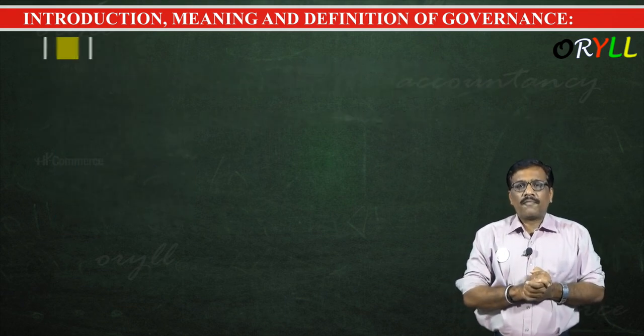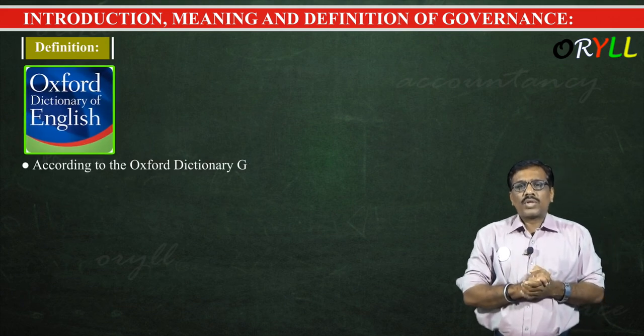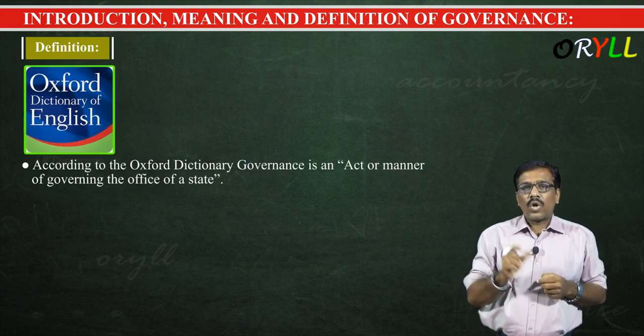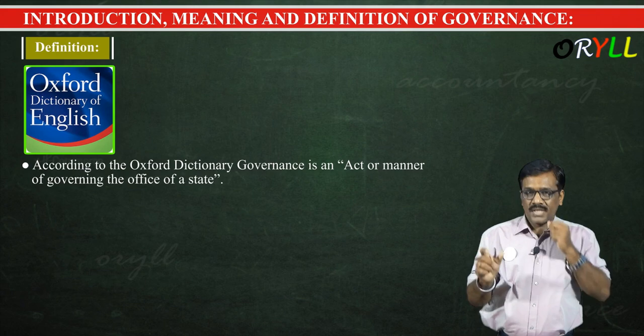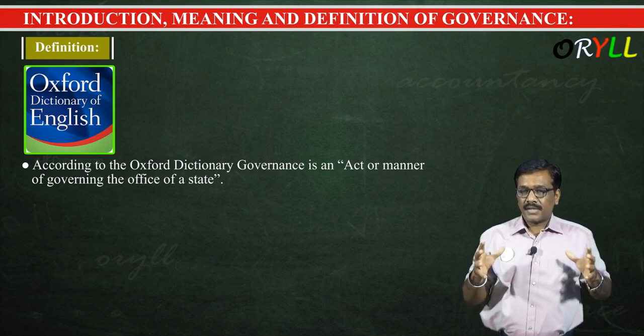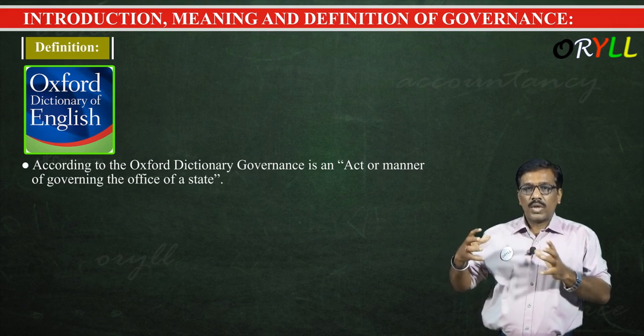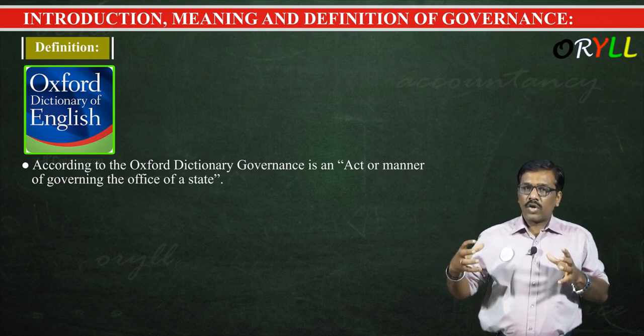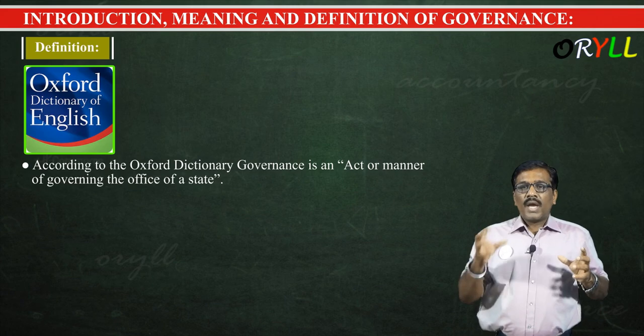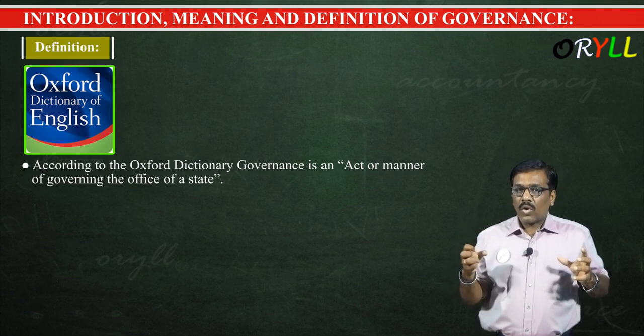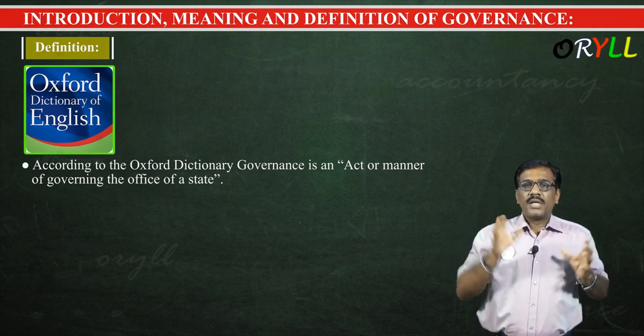Let's see the definition of governance. According to the Oxford Dictionary, governance is an act or manner of governing the office of a state. When I say state, a state is nothing but a territory governed by a ruler, a government, a democratic government or otherwise. So any act taken by the governing office of a state is known as governance.